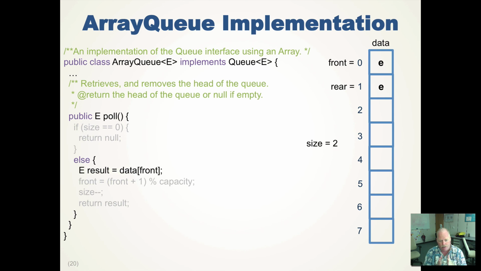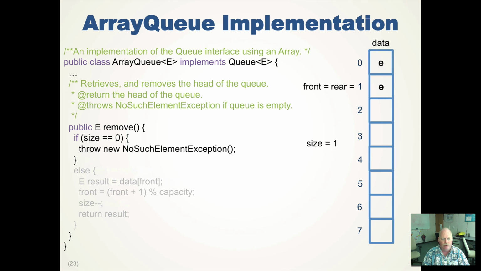Else, since we're going to remove the thing at front from our queue, we need to remember the value at front. We then increment front and mod it by the capacity because we're doing a circular array implementation. We have to decrement the size because we've removed something from the queue, and then we return the result. So now front has moved forward 1. In our case, size is 1, so front and rear are the same. We have removed 1, so the size is only 1.